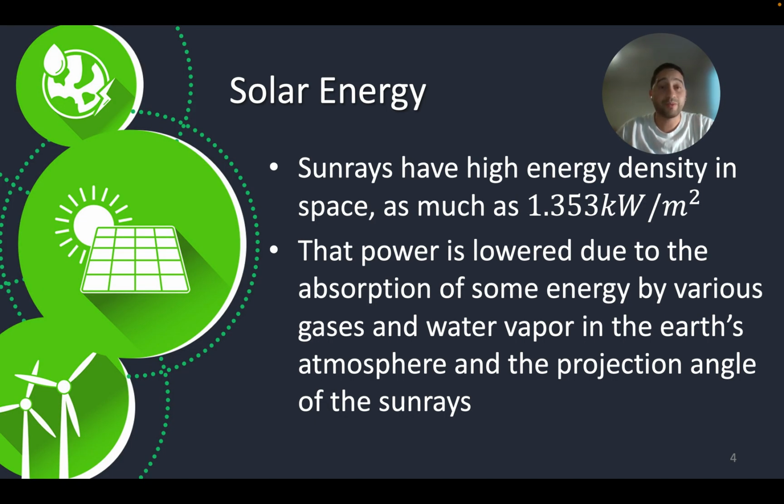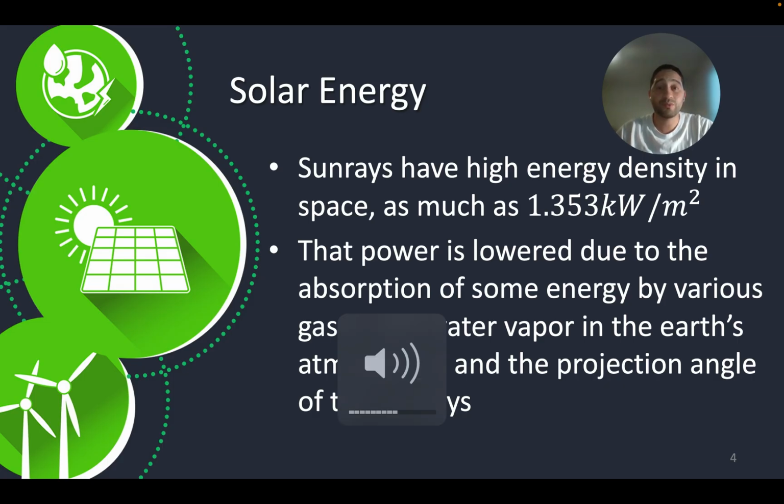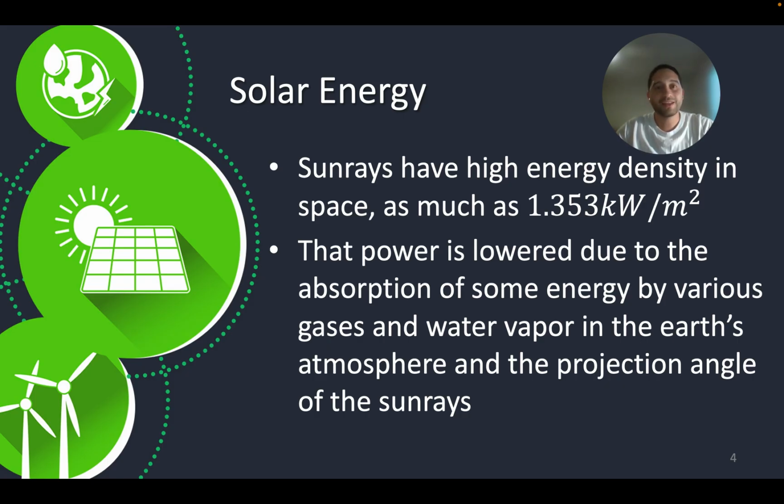Solar energy, of course, is provided by the sun rays, which have a high energy density in space, as much as 1.353 kilowatts per meter squared. Now that power is lowered due to the absorption of some energy by various gases and water vapor in the Earth's atmosphere and the projection angle of the sun rays. In the next slide, we're going to derive the power formula.